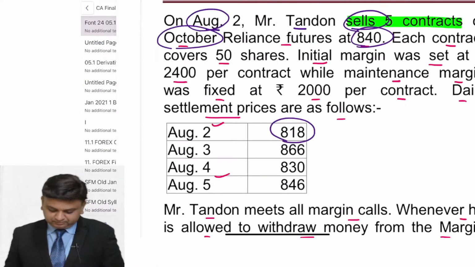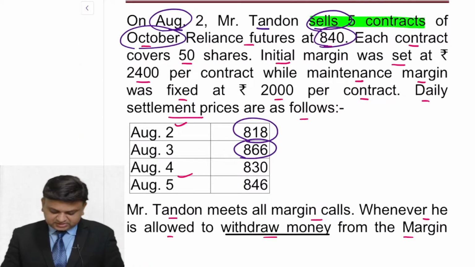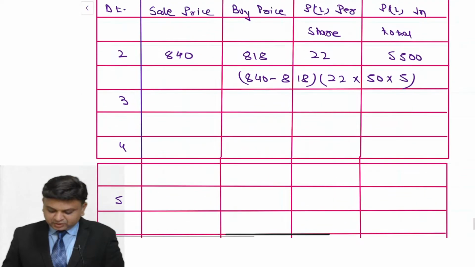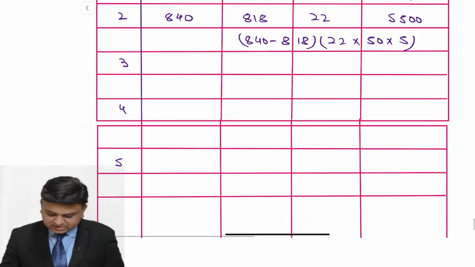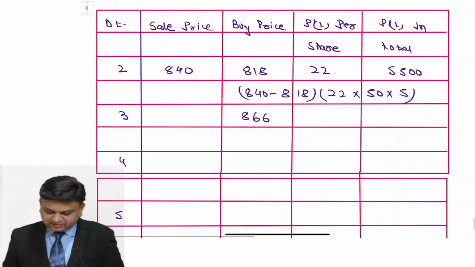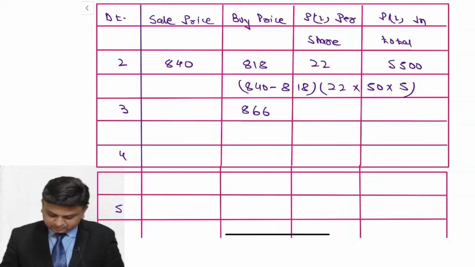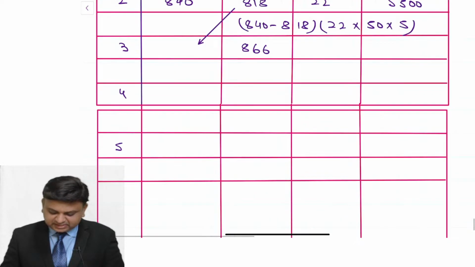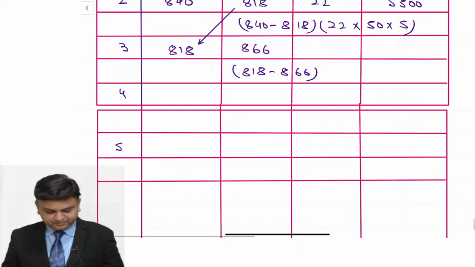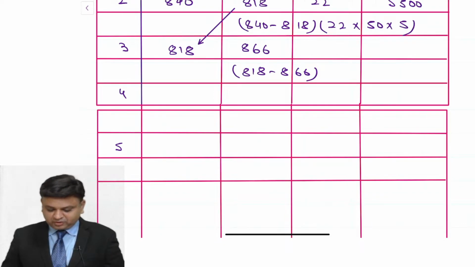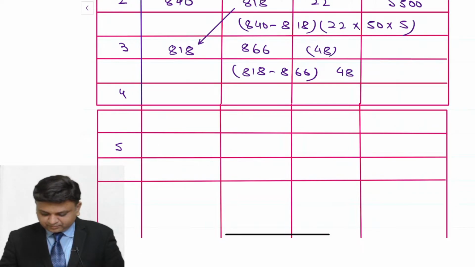Next day, the price is 866. So over here we understand that 866 is the revised price and the sale price will be 818. So 818 minus 866. That is the way we will compute the profit or loss. So there is a loss of 48 rupees. So loss of 48 into 50 into 5.